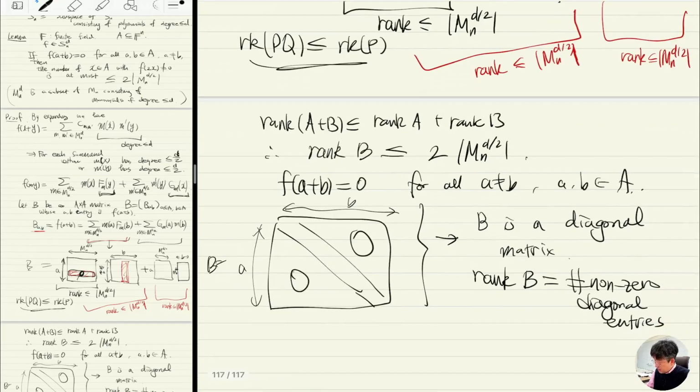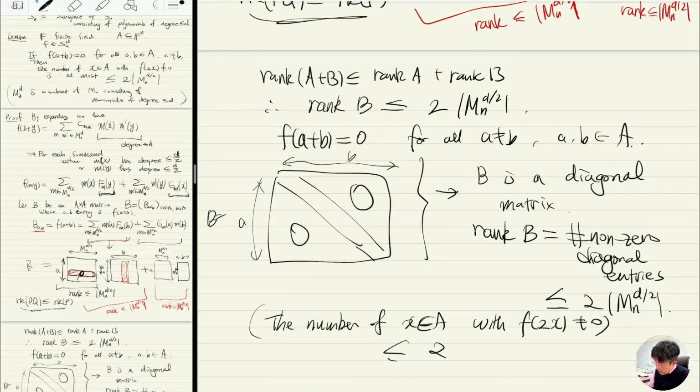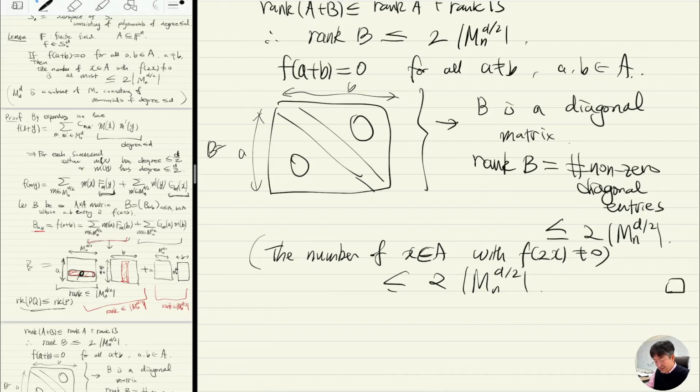And I know that the rank of B is at most twice mn d over 2. All right? So that means the number of x in A with f of twice x non-zero is at most twice mn d over 2. All right, so that's the proof of the lemma. So we're using the inequality on the rank.